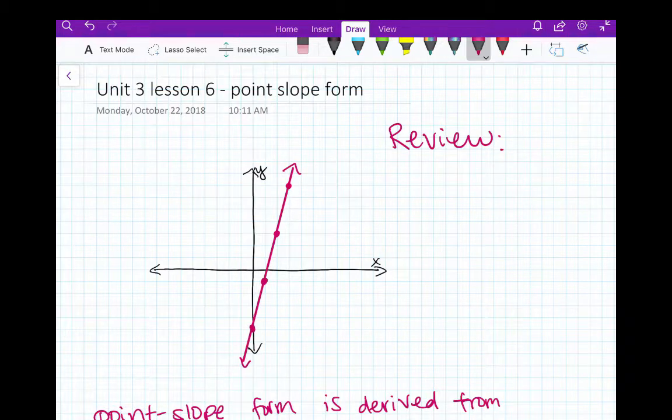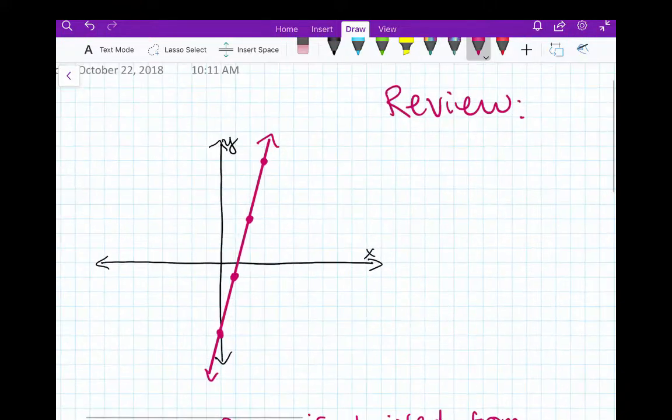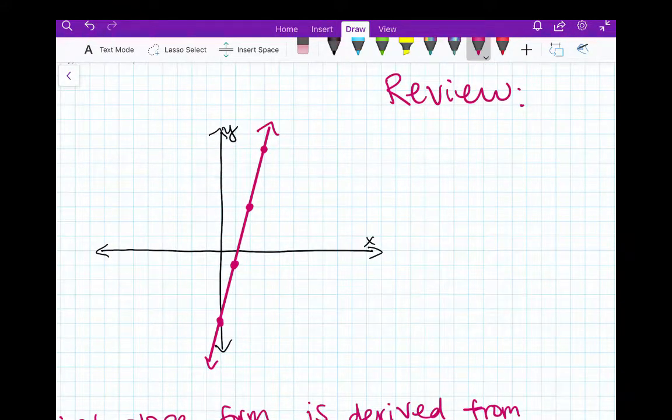All right, this is Algebra Unit 3, Lesson 6, talking about point-slope form of a linear function. So we're going to review first. So I have a linear function graphed here. You need to graph this in your notes. So we're going to review slope-intercept form and really just what a linear function is.